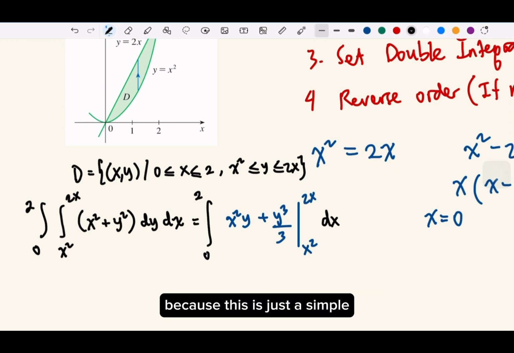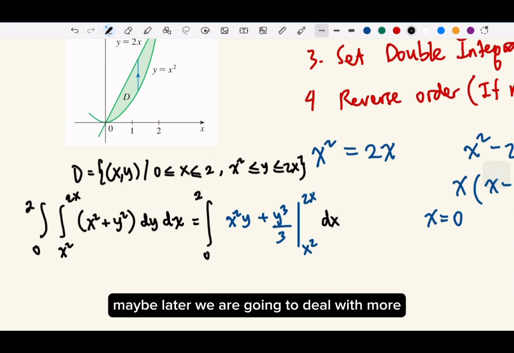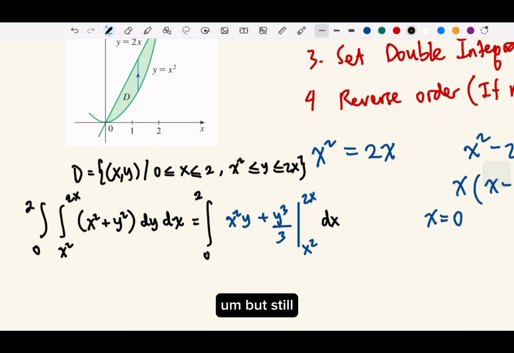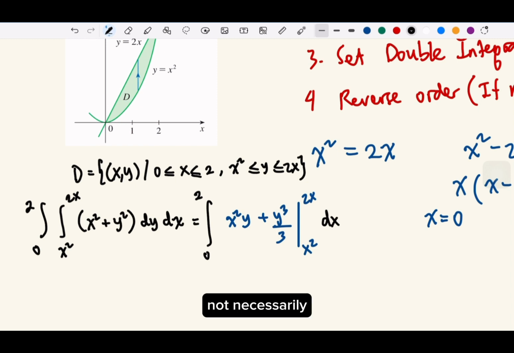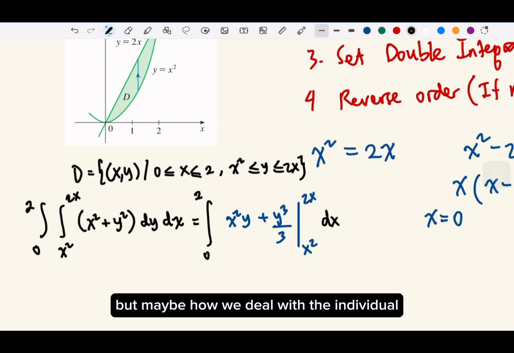Okay? Because this is just a simple example. Maybe later we are going to deal with more sophisticated or more complex functions, but still we are going to be able to integrate it. I think you don't necessarily need to use special techniques of integration. But how we deal with the integration, maybe we are going to have a long equation, probably, so you need to be careful on that.